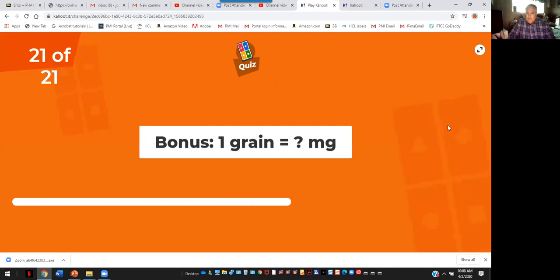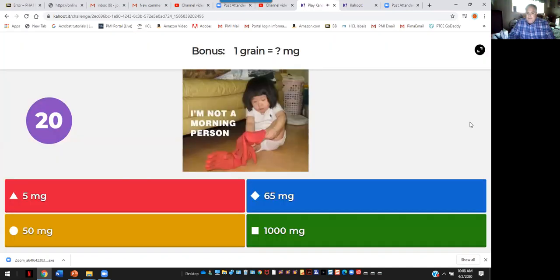One grain equals how many milligrams? Depending on your resource, you're going to see it ranges from 60 to 65. In the United States and in pharmacy practice, it's 65 milligrams. So you'll see aspirin comes as a 5 grain, 325 milligram. You're going to see iron tablets, 5 grain, 325 milligram. So it's 65 milligrams.